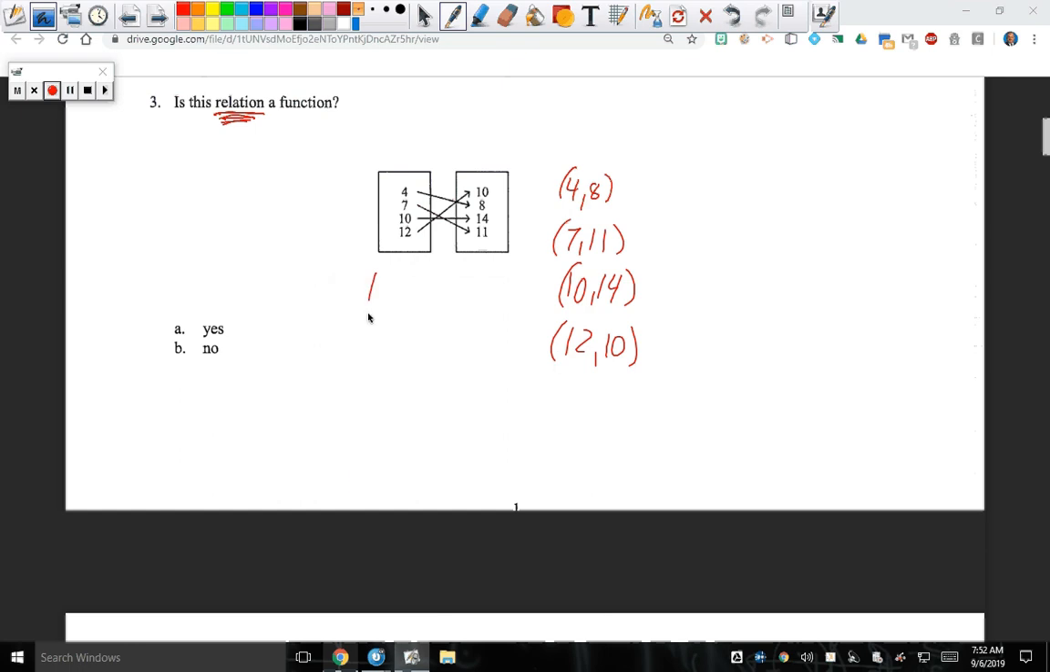If you were to quickly sketch it, you could do this to see if it passes the vertical line test. 1, 2, 3, 4, let's say 8 is about up here. Then 5, 6, 7, let's say 11 is about here. Oops, a little bit more to the right. And then 8, 9, 10, 14 is about here.